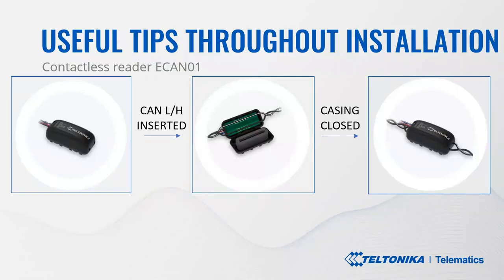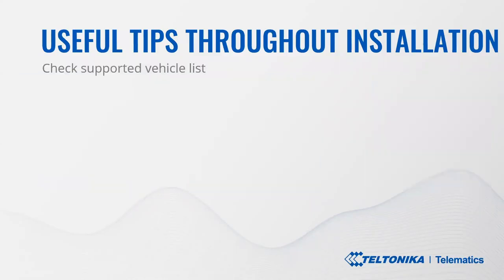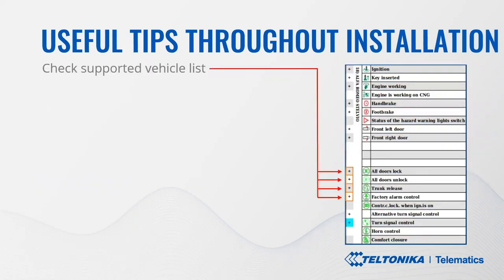Just for example, I will further identify how the features that may not be available with eCAN are defined in our supported list. So you can check this there. Parameters that are not readable or functions which are not usable with our contactless adapters will be marked with orange. This means that direct connection is a requirement if you want these functions to be available.